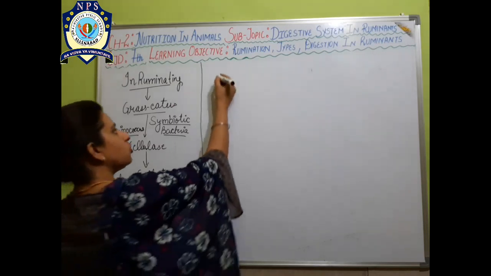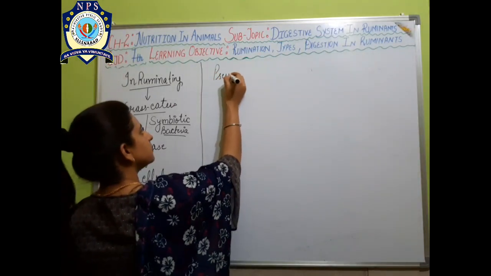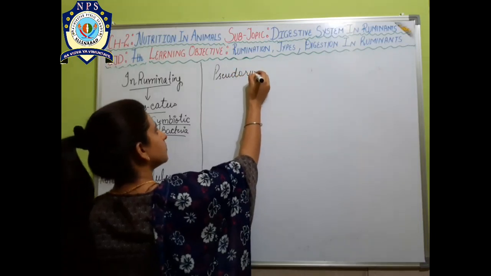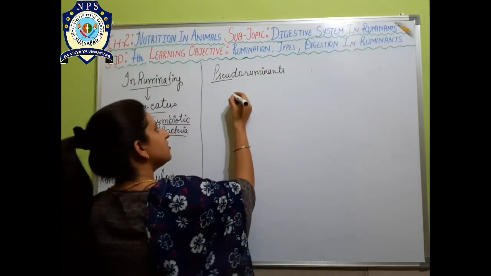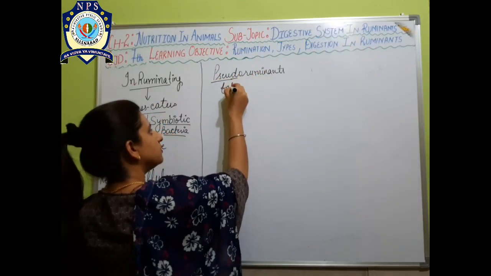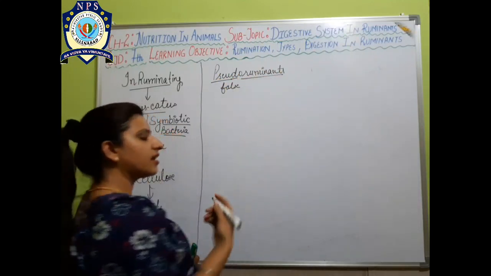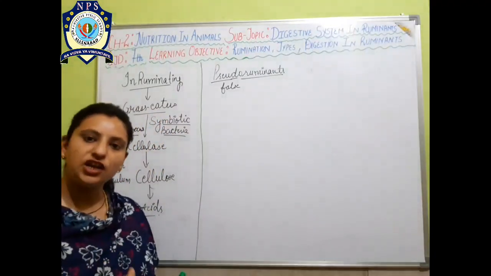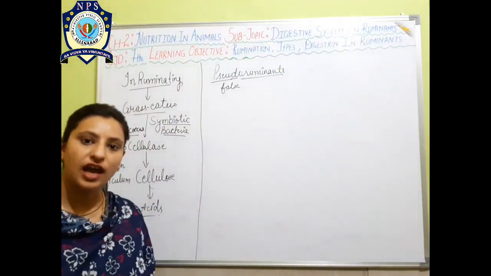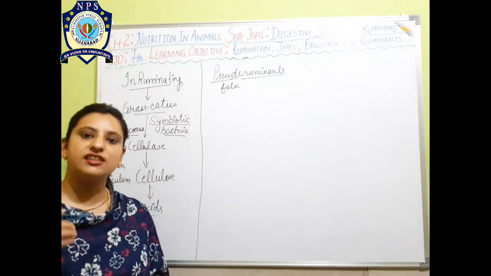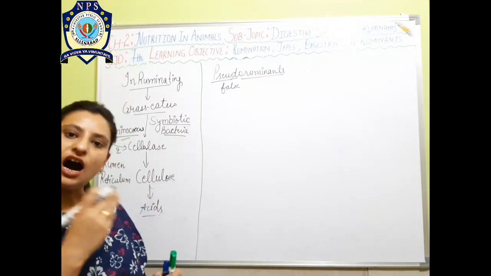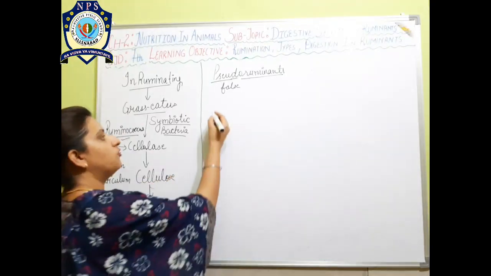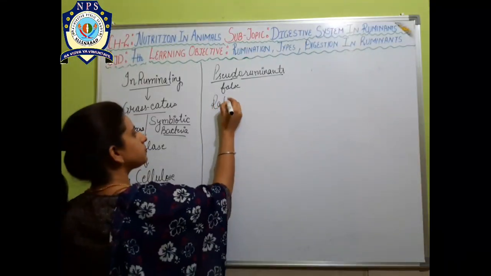In case of pseudo ruminants, pseudo means false, and ruminants means again the grass eating animals. Such kinds of grass eating animals do not have cellulase in them, but still they digest or try to digest the cellulose in their body. How will they go about it? Let's see, for example, the rabbit.